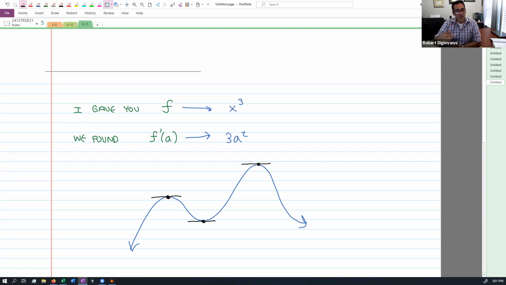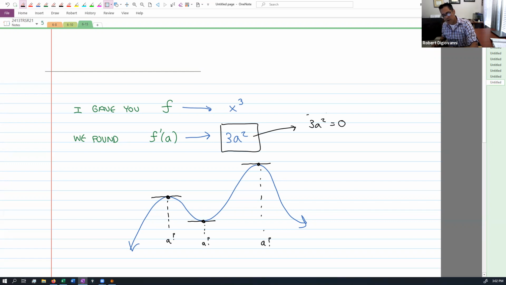And couldn't we then determine that? Because doesn't this formula right here give you the slope of the tangent line? So if you wanted to know what values of a would actually have flat tangent lines, all you would have to do is take this and set it equal to 0 and solve it, right? And if you solve that equation, then you can tell me exactly what x values correspond to flat tangent lines.